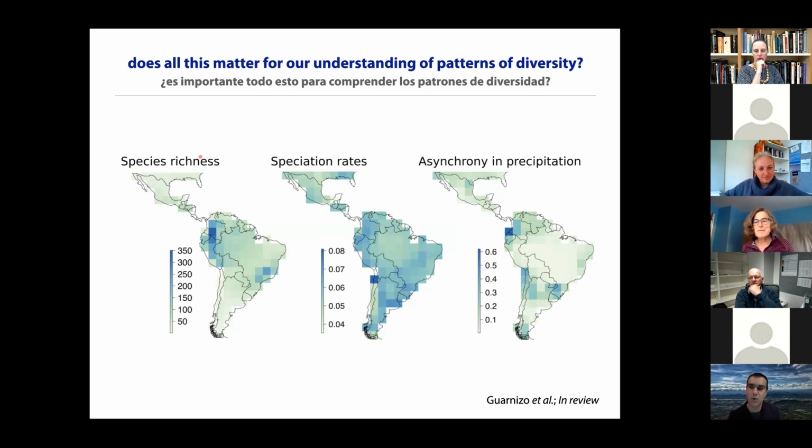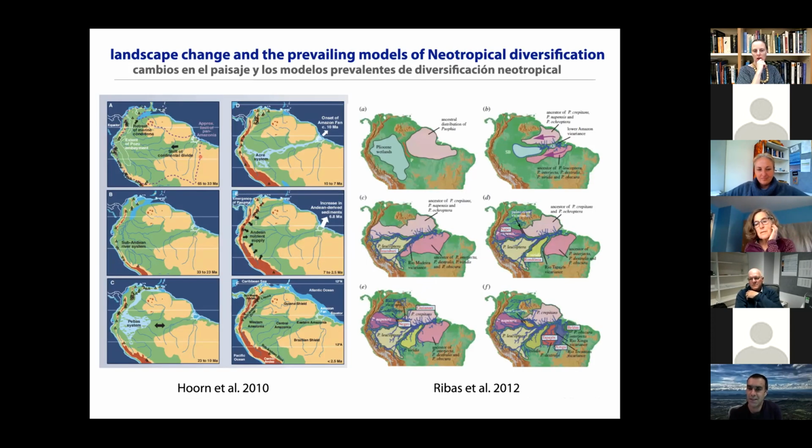So to finalize, what I wanted to say is that a lot of the work that has been done on diversification in the tropics has emphasized things such as changes in the landscape, like the uplift of the Andes, fragmenting populations, the formation of the Amazon River system, the fluctuations in climate of the Pleistocene driving divergence.